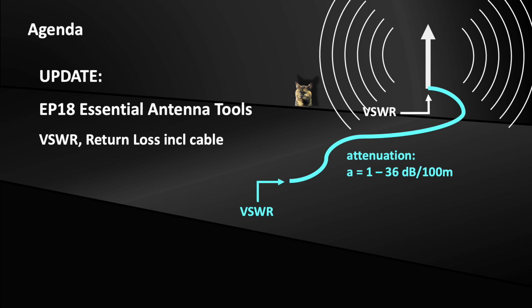I added the computation of the VSWR, including lossy feeder cables. It's really interesting to see what VSWR or return loss you can expect at the end of an antenna feeder cable, especially if the cables have a high attenuation, what you can expect at high frequencies. We will calculate examples and also show the results on a descriptive graphic.